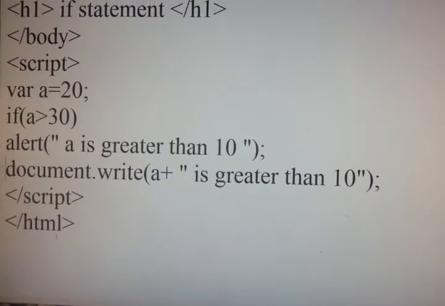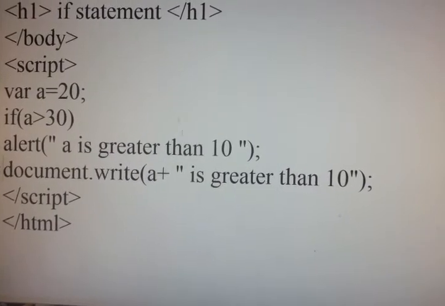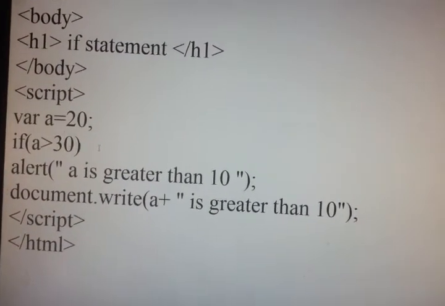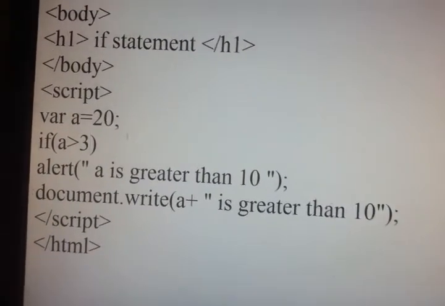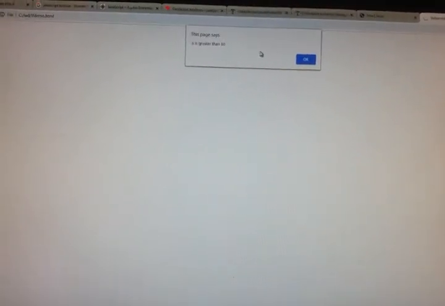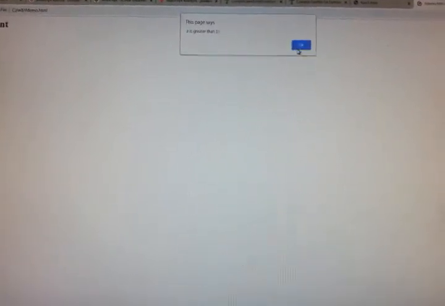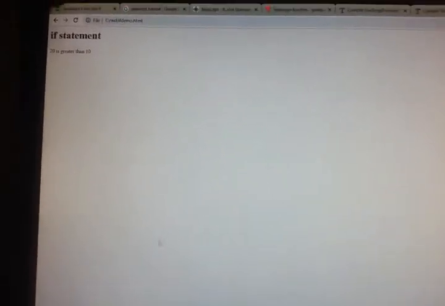If you write greater than 3, compile, then see we are getting A is greater than 10. 20 is greater than 10. Got the output.